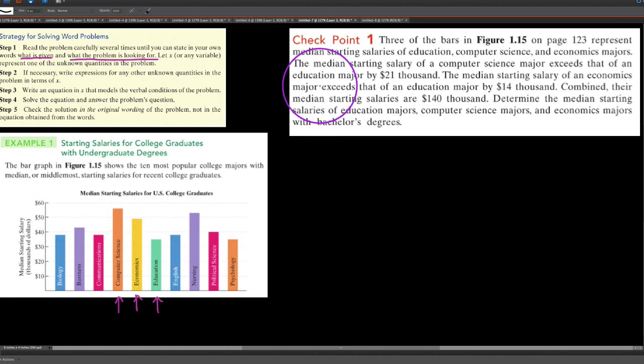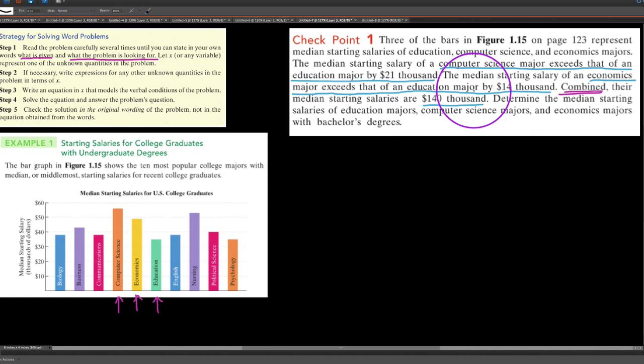As we read through this, it says the median starting salary of a computer science major exceeds that of an ed major by $21,000. So this is very important to us. Computer science, what they make exceeds that of an ed major by $21,000. And exceeds is just going to be more than. We have the median starting salary of an econ major exceeds that of an ed major by $14,000. So we have econs graduating with a median starting salary that exceeds that of an ed major by 14 grand. We have combined, this is an important word here, combined their median starting salaries are 140,000. So 140,000 is an important quantity.